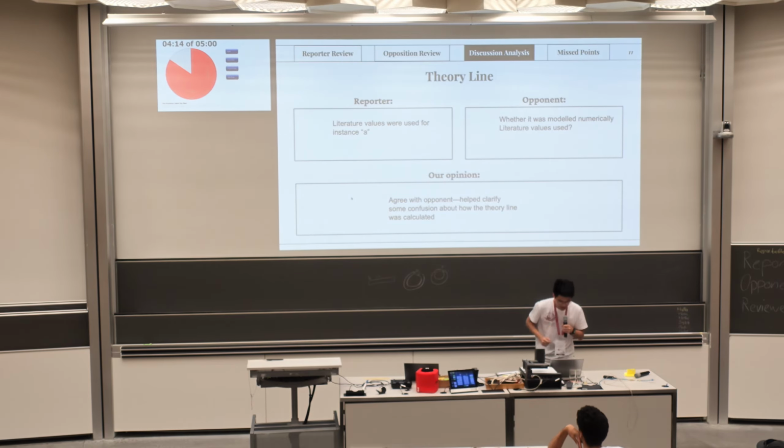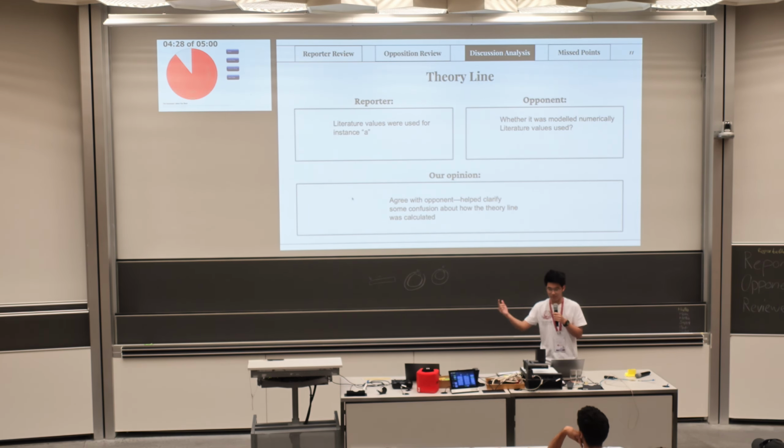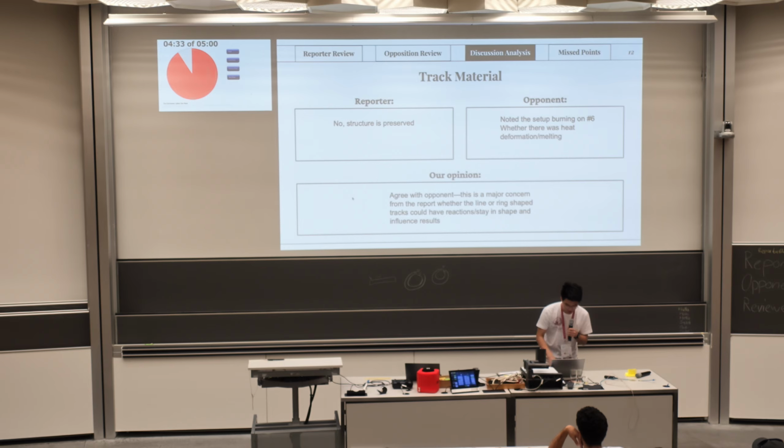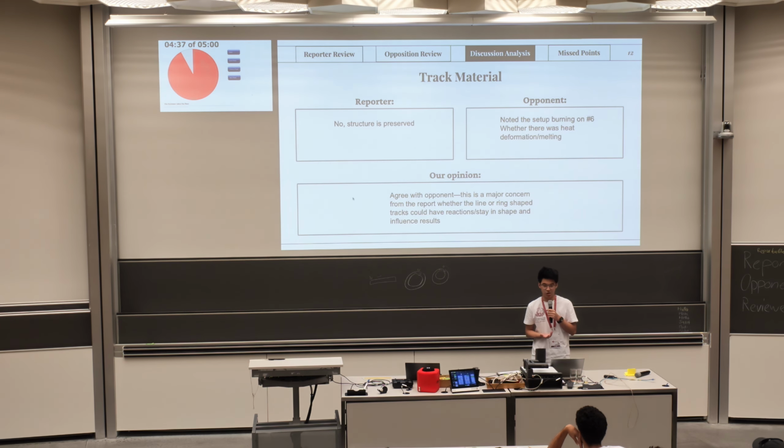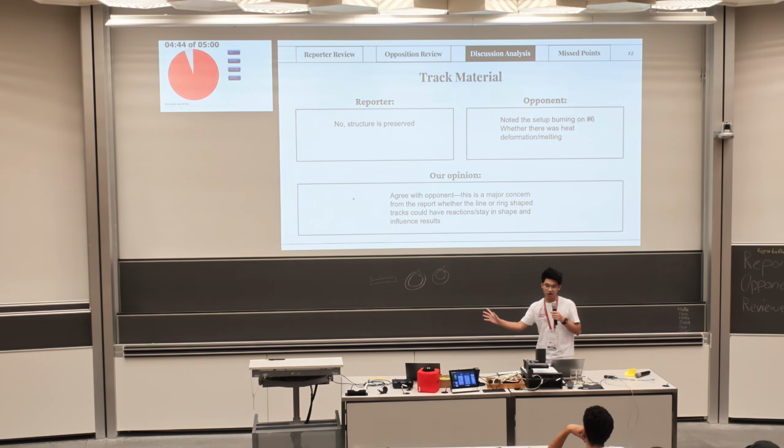And then for the theory line, the opponent was thinking about whether the literature values were actually used. We agree with the opponent here again that the opponent has actually clarified some of the confusion about how the theory line is actually formed, and that some are actually trend lines. And then for the track material, we agree with the opponents here that the ABS is kind of a big issue because ABS is flammable, and we believe that some other form, like CNC-machining an aluminum ring, would be much better for the phenomenon to form.